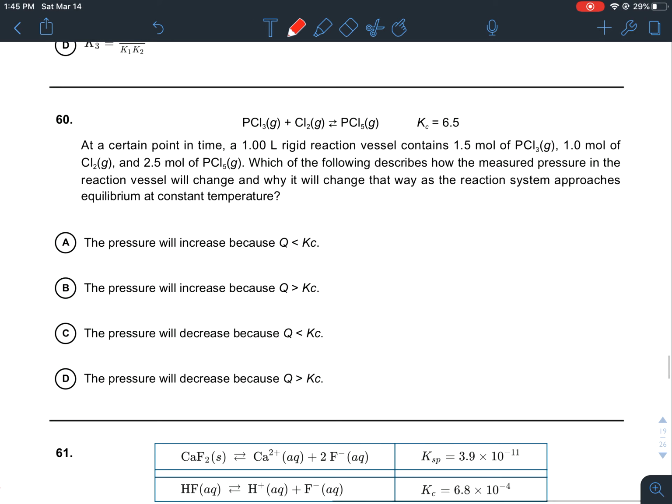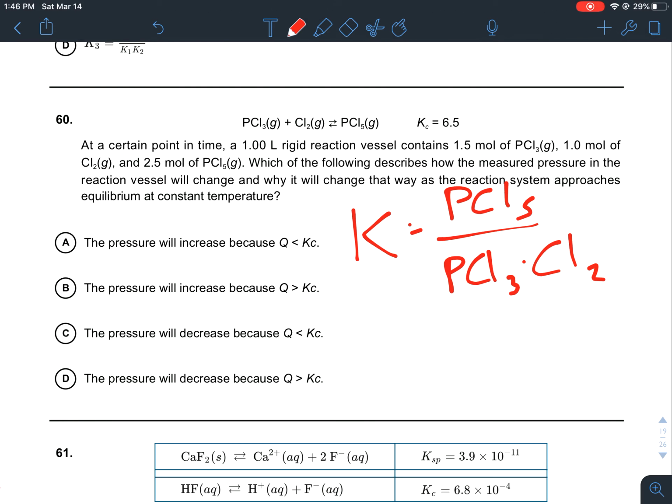All right, number 60. At a certain point in time, a 1 liter rigid container vessel has 1.5 moles of PCl3, 1 mole of Cl2, and 2.5 moles of PCl5. Which of the following describes the measured pressure, in which direction the reaction would shift, and why? All right, let's do the K. The K here is equal to PCl5 over PCl3 times Cl2. Okay, let's plug in some numbers. The PCl5 is going to be 2.5, PCl3 is 1.5, and Cl2 is 1.0.